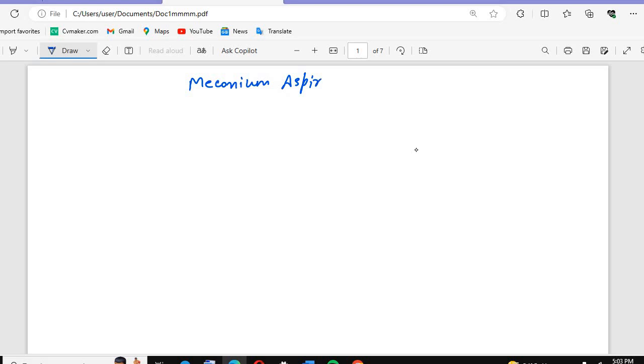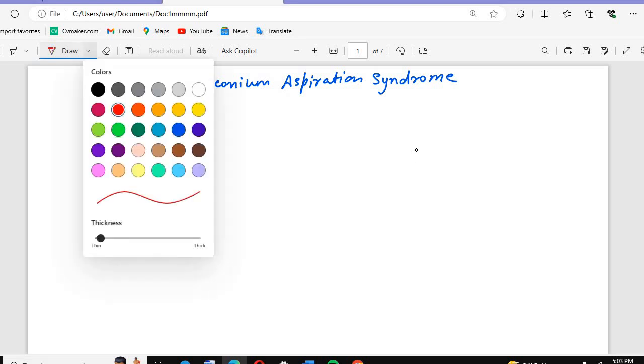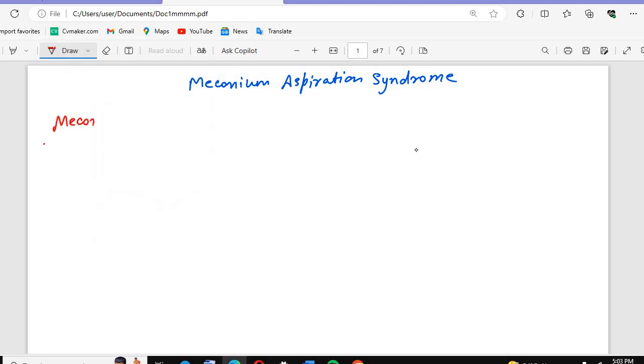Okay, so let's discuss the big topic for today, that is meconium aspiration syndrome. In case of meconium aspiration syndrome, first you should know what is meconium. Meconium is the first stool of the baby. The first stool of baby, we call this meconium.